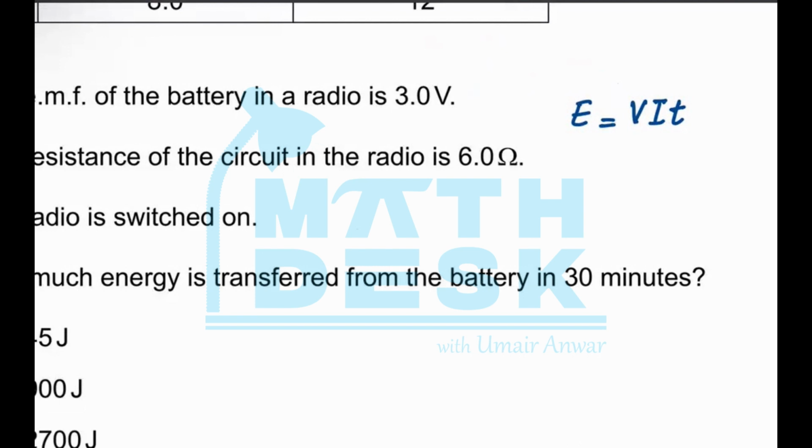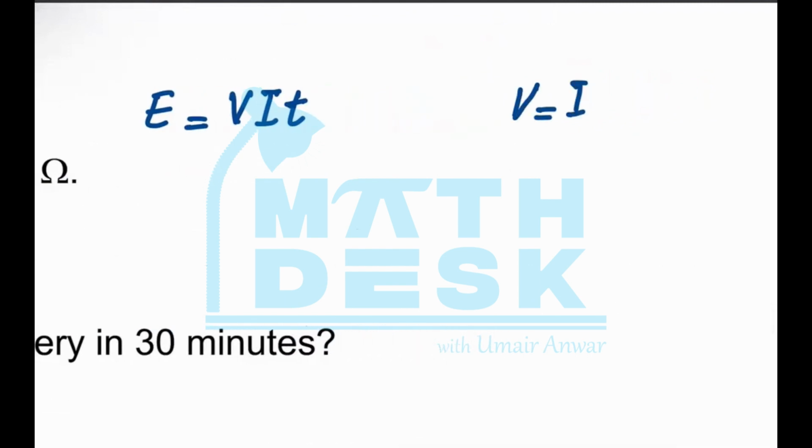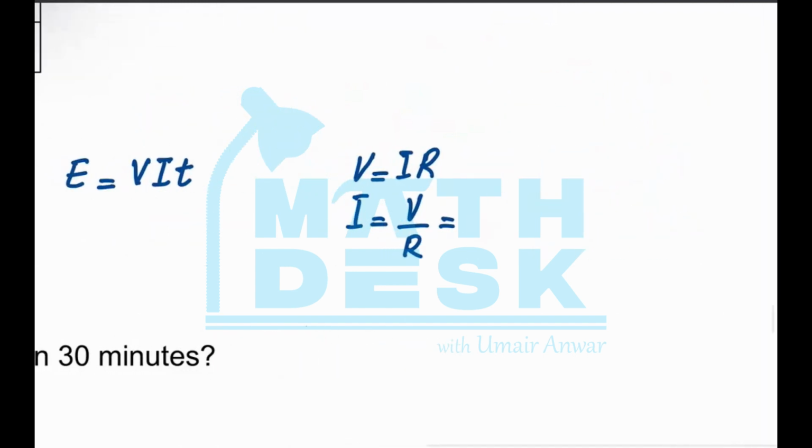So first of all, we can find out the value of current by using the relation V is equal to IR, which means V upon R will be equal to I. The voltage is 3.0, resistance is 6.0. So it means the current is 0.50 amperes.